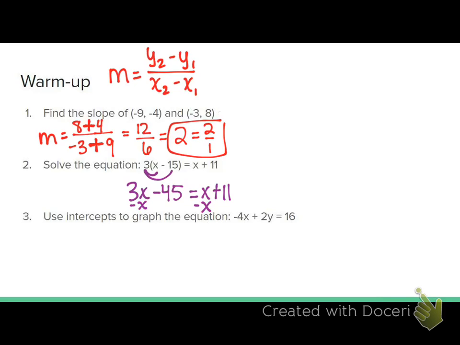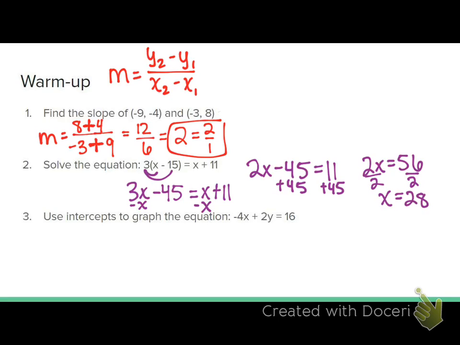So 3x minus x is 2x. 2x, still minus 45, still equal to 11. Now we would add 45. We have 2x equals... No. Divide by 2. X equals 28. It's been a while since we've solved an equation that took that many steps. Questions about it?